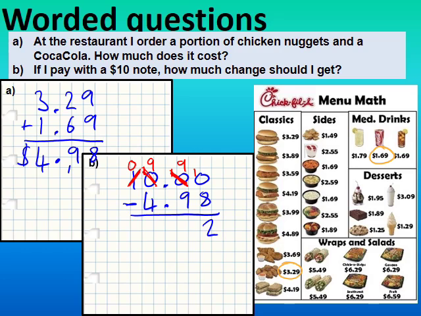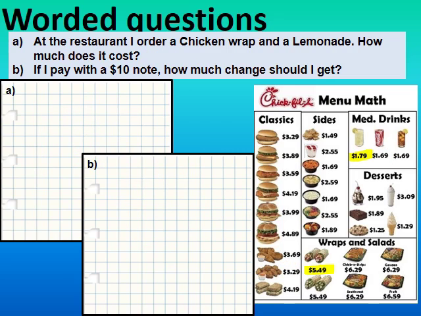9 take away 9 is 0. Make sure the decimal point lines up. 9 take away 4 is 5. 0 take away nothing is 0. My answer is $5.02. Right, have a go at this one. This time it's a chicken wrap and a lemonade, and still paying with a $10 note.